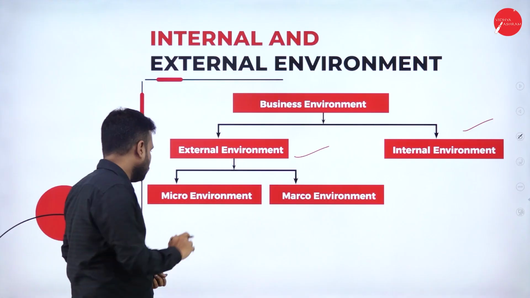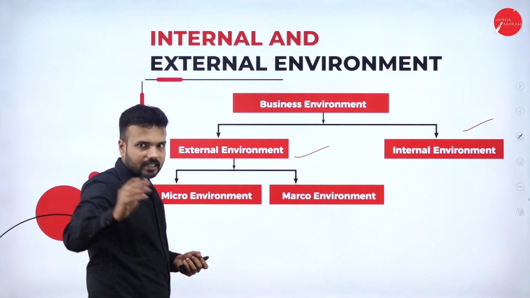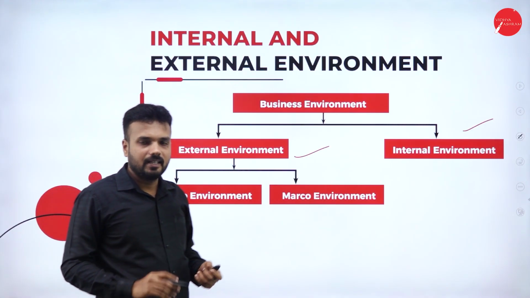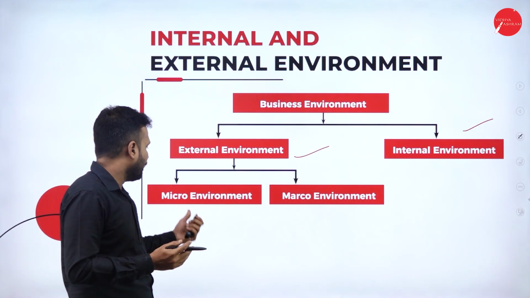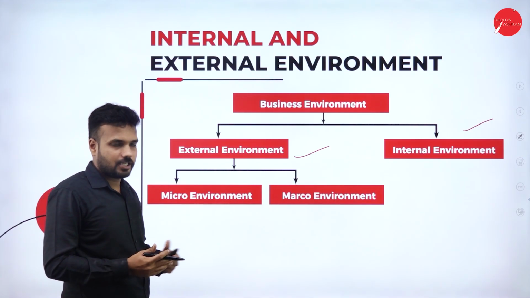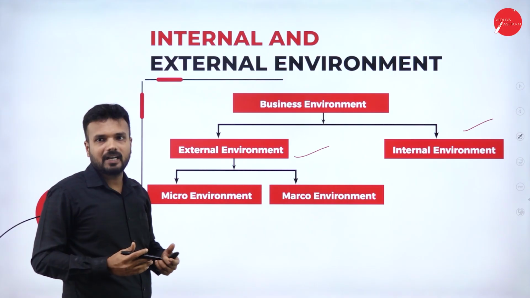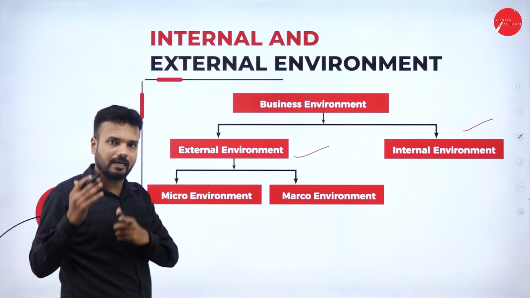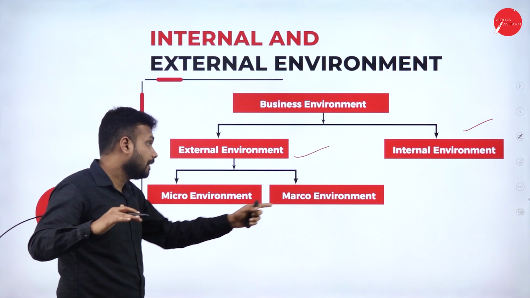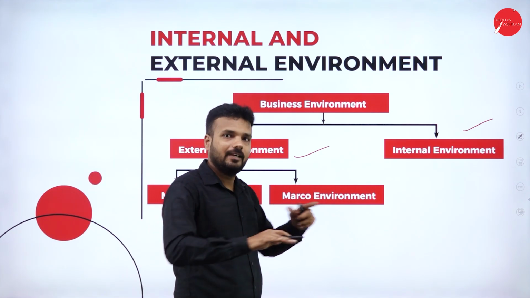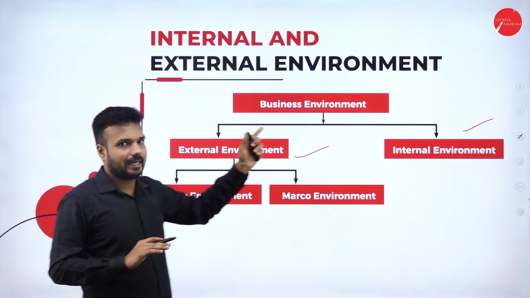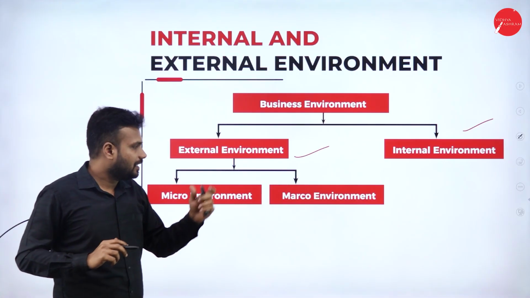Okay. So the external environment has been classified into two categories, micro and macro environment. The name itself says that micro is small in nature, and macro is big in nature. As I said, external environment factors can be controlled up to some extent. Micro environment factors can be controlled up to some extent, but macro environment factors we cannot control completely. Done?